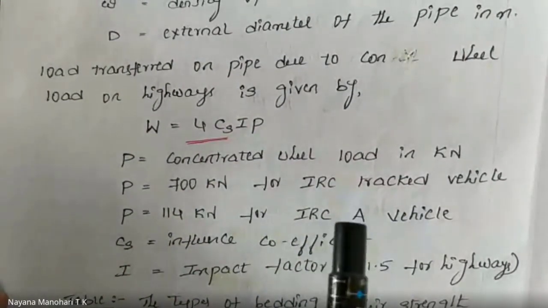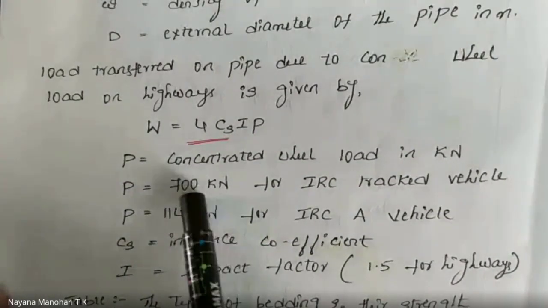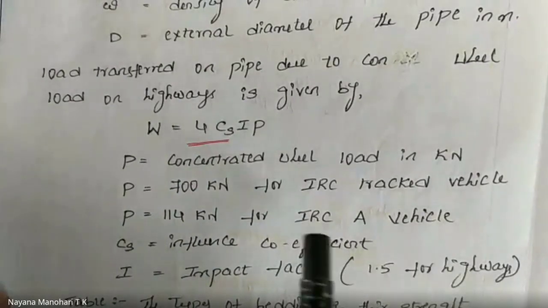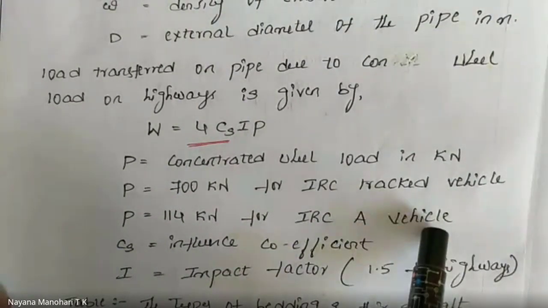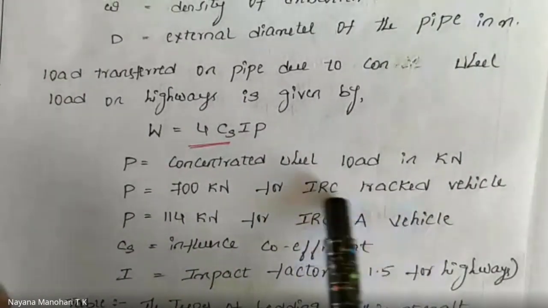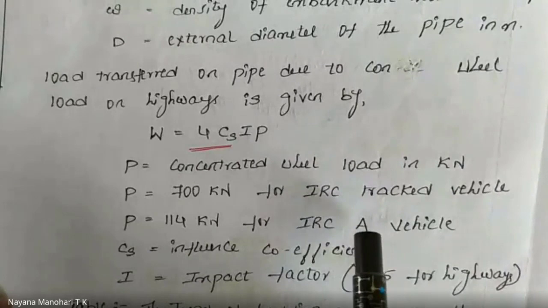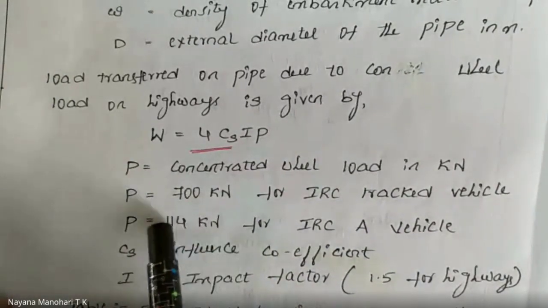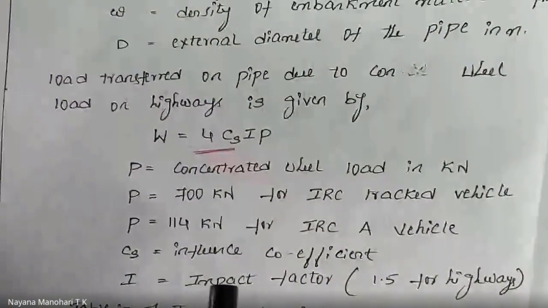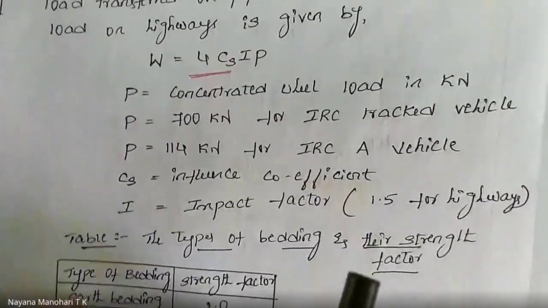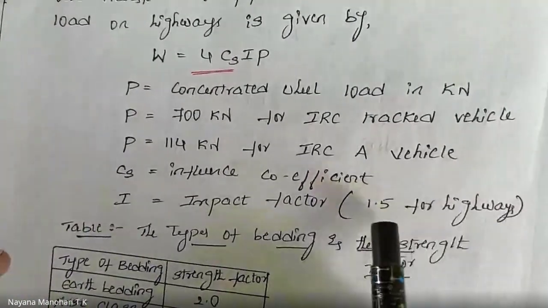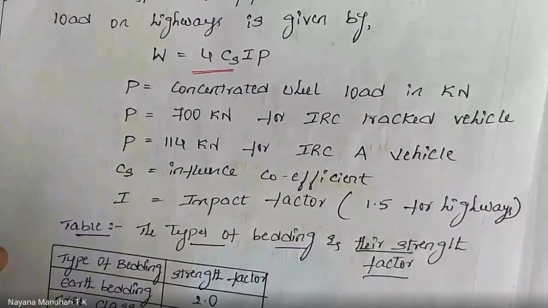If it consists of 4 wheels, you need to multiply this load by the number of wheels. If they have given an IRC class A wheeled vehicle with 4 wheels, they are going to specify the number of wheels in the problem. You need to multiply this load with the number of wheels, and you will get the total P value. CS is the influence coefficient; they are going to give it in the problem. I is the impact factor. For highways you need to remember that the value is 1.5.